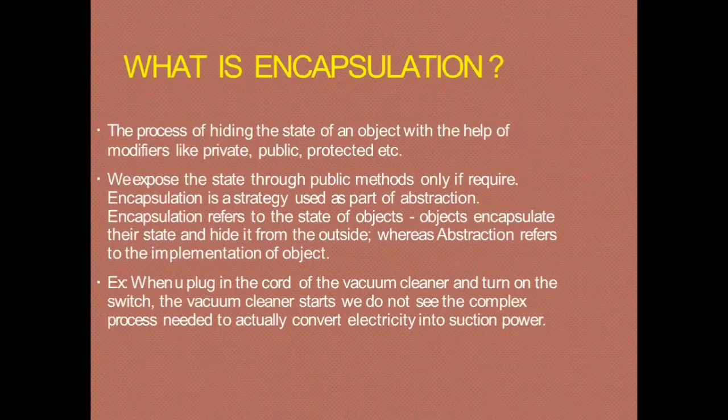Encapsulation refers to the state of objects. Objects encapsulate their state and hide it from the outside, whereas abstraction refers to the implementation of the object. Example: when you plug in the cord of a vacuum cleaner and turn on the switch, the vacuum cleaner starts, and we do not see the complex process needed to actually convert the electricity into suction power.